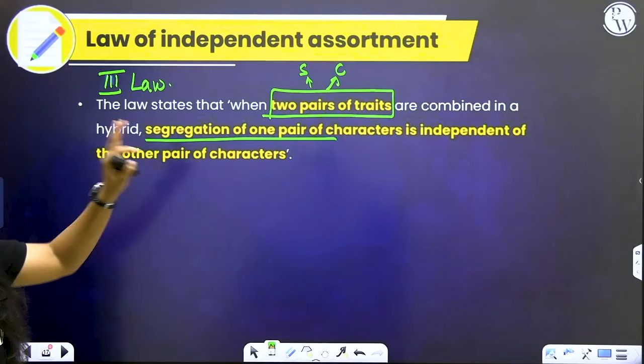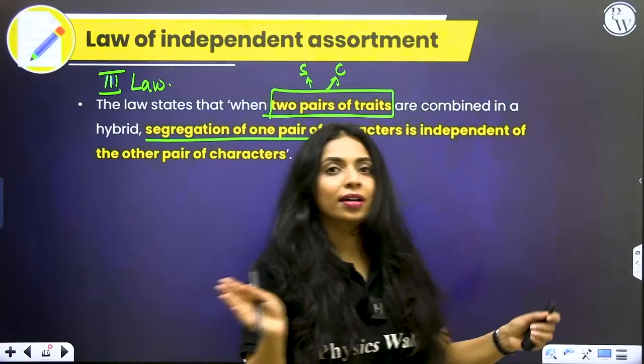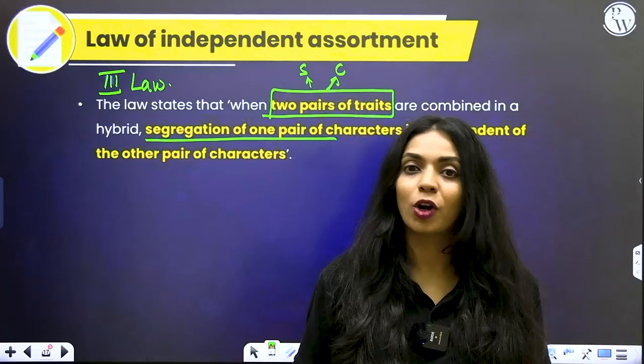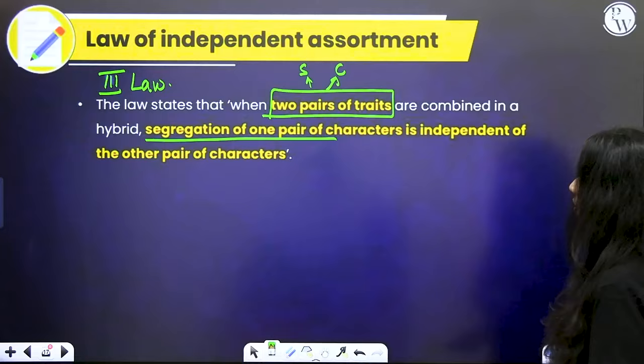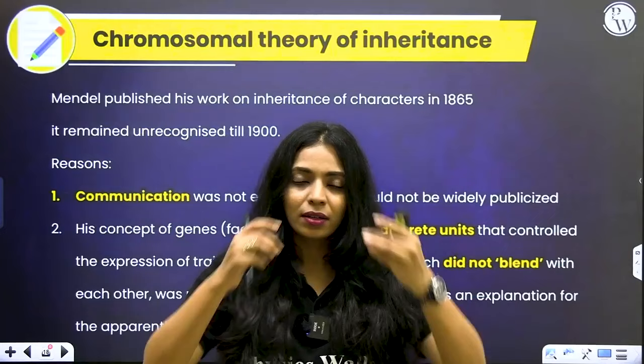If they were both linked and together, the newer combination would not have been possible. Because it is possible, we say that they are independent. Okay? Now, that is about Mendel's work. He performed all of these experiments. He gave out all of these rules based on his observations.